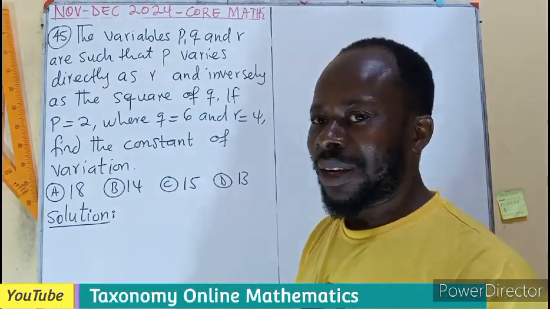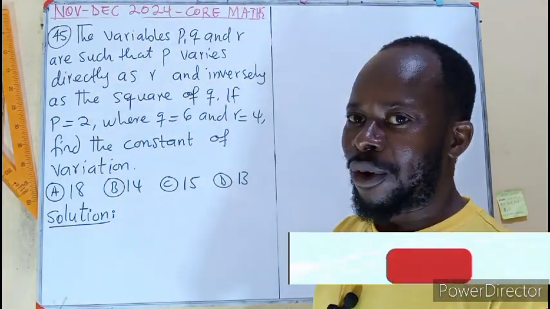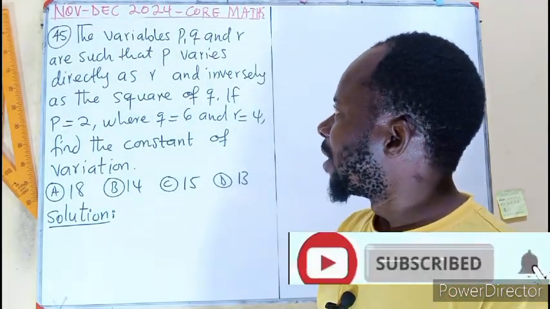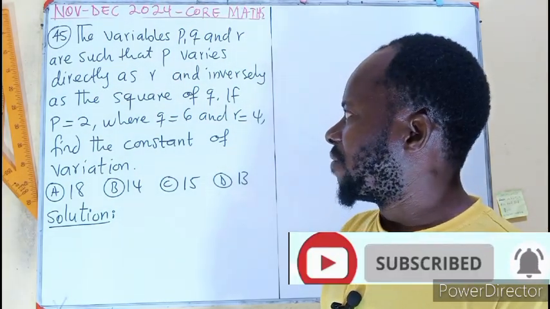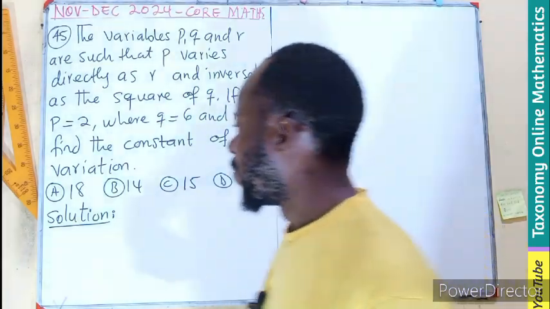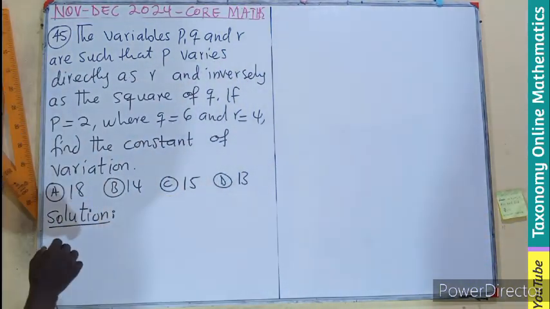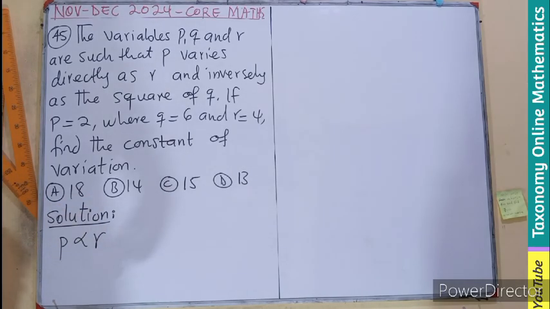We are on question 45 of the series on NOV-DEC 2024 objective test questions. The variables P, Q, and R are such that P varies directly as R. So in variation, we can pick the first aspect as P varying directly as R. This is a direct variation.